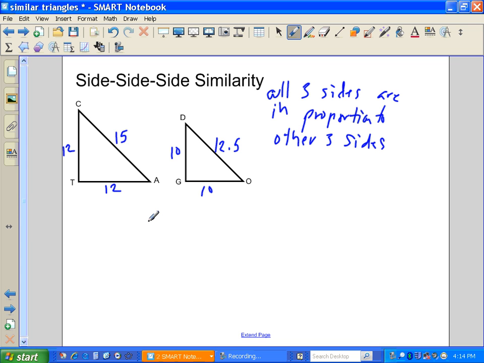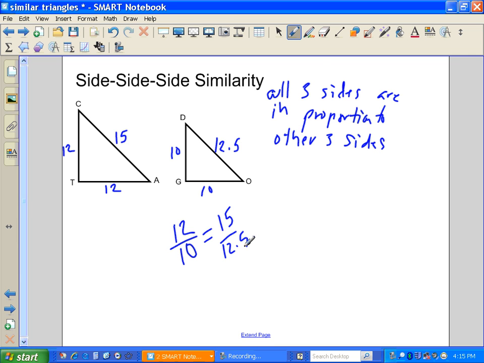So to confirm that everything is in proportion, we're going to set up some actual proportions. So I'm going to take the side length over here, 12, and set up a ratio to see here with 10, because these two side lengths, CT and DG, are corresponding. They're in the same positions. We want to see if that's the same ratio as side length CA, 15, is to 12.5. I'm writing crooked, sorry.